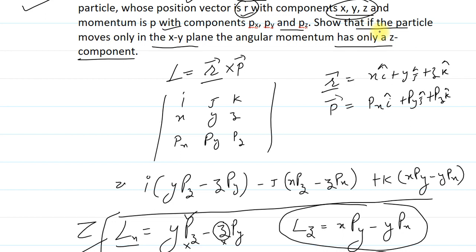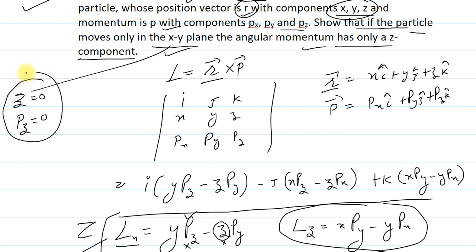So that was the case. If the particle moves in the xy plane, its angular momentum only has a z component, because that particle has z equal to 0 and pz equal to 0. If that is the case, then we only have a z component of angular momentum.